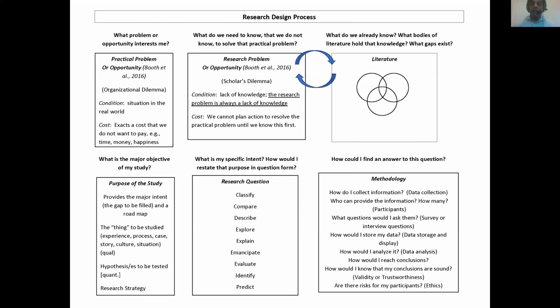So since I've already alluded to the literature review, talk to me about your literature review. What did that entail? What gaps did you discover, and consequently how did that lead you into the purpose for your study?